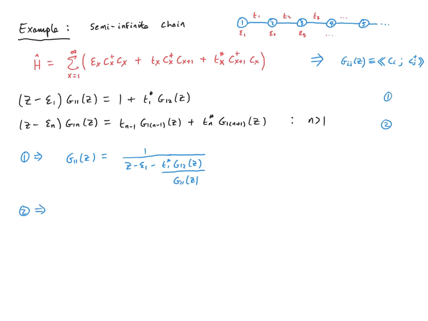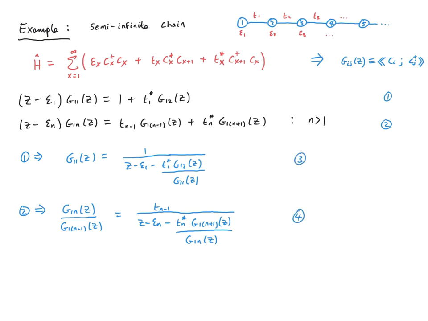Now, rearranging equation 2, I obtain the following. Again, this might look like a rather strange way of writing equation 2. To get this, I multiplied top and bottom this second term here by G1n, and then collected the terms on the left-hand side. And then finally, I divided through by this term G1n minus 1 of z. So let's call this equation 3 and this equation 4.